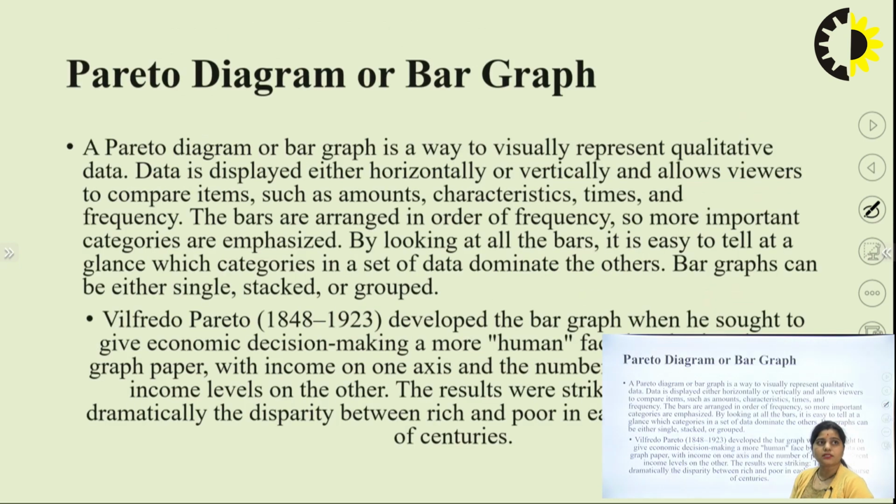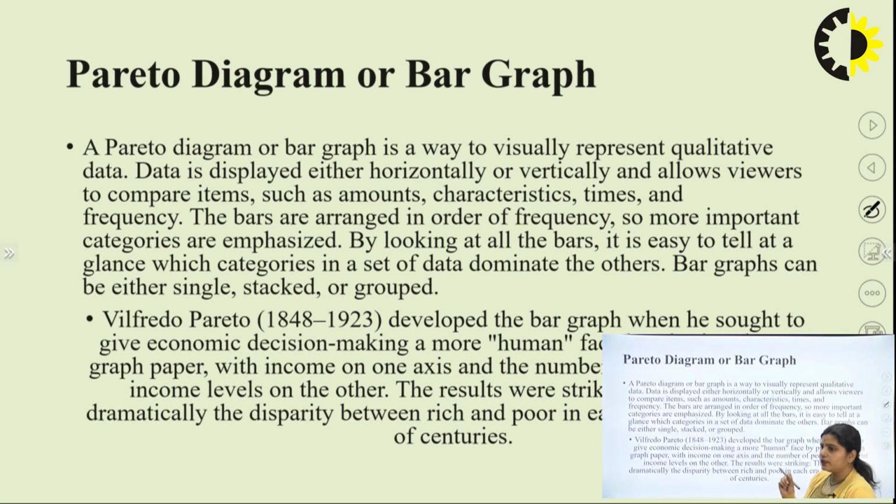Now, I am going to discuss 7 graphs. First one is the Pareto diagram, which is also known as the bar graph. This bar graph or Pareto diagram is a simple way to visualize or represent qualitative data. Basically, what is the difference between quantitative data and qualitative data? Quantitative data consists of only numeric things, like the number of students in a particular section. That number of students will always be in numeric form.